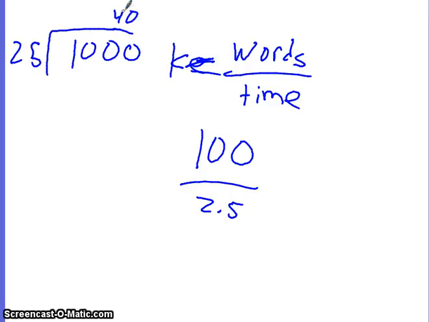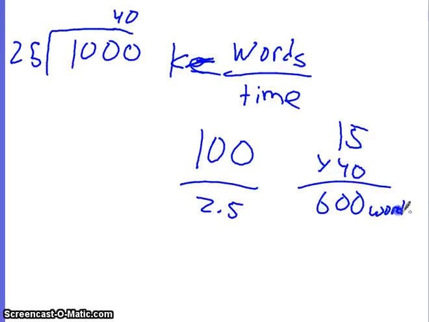40. That's 40 words a minute, right? How many words did he type in 15 minutes? So 15 times 40 is 600. 600 words in 15 minutes. Okay? Seems legit. It's slow, actually. All right? There you go. So you set up with the division, you end up with the multiplication.